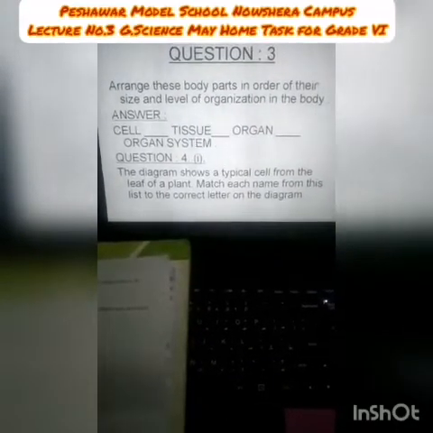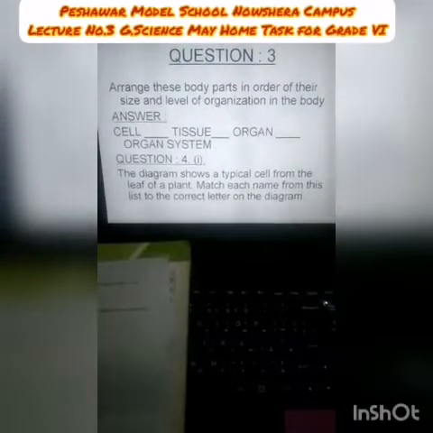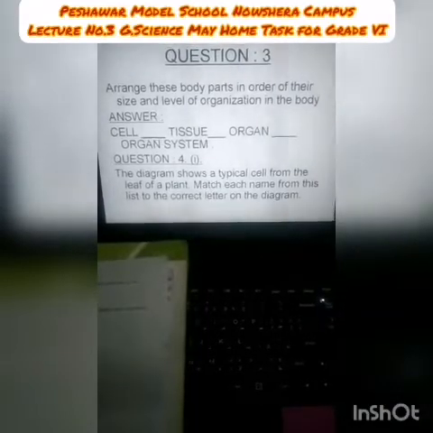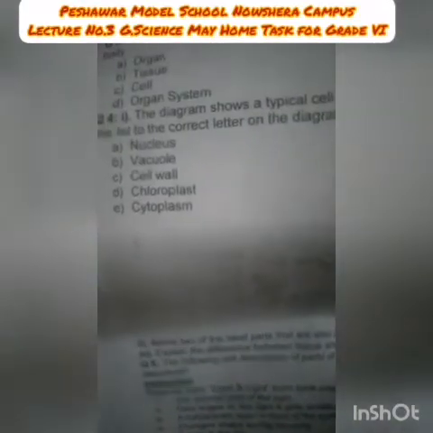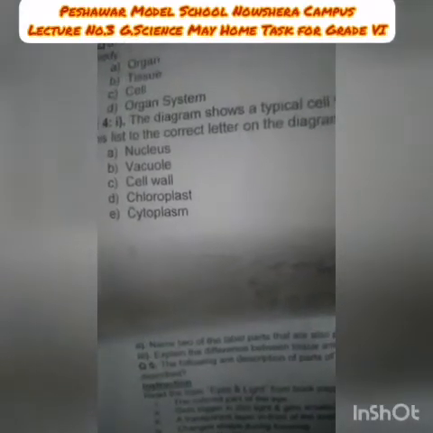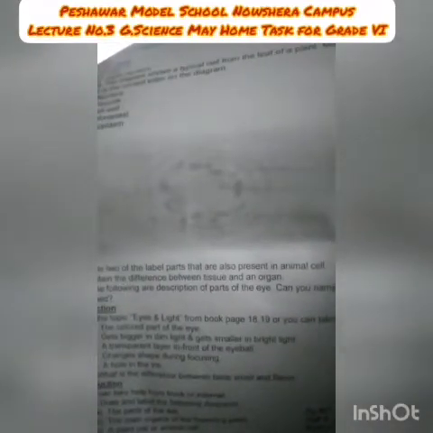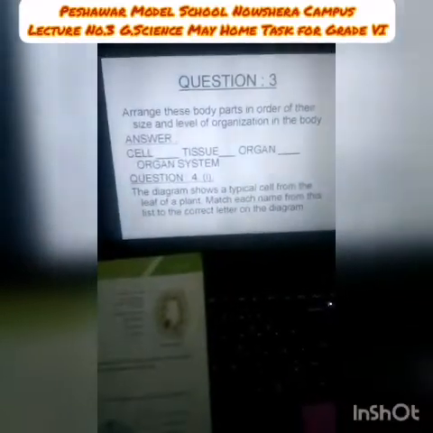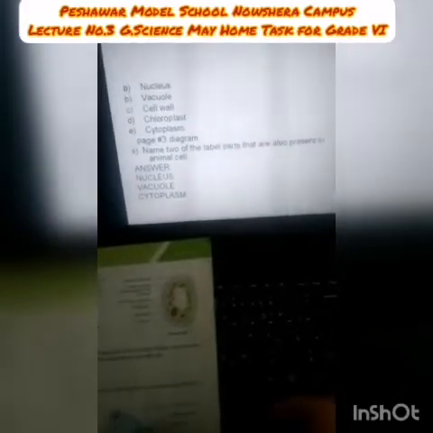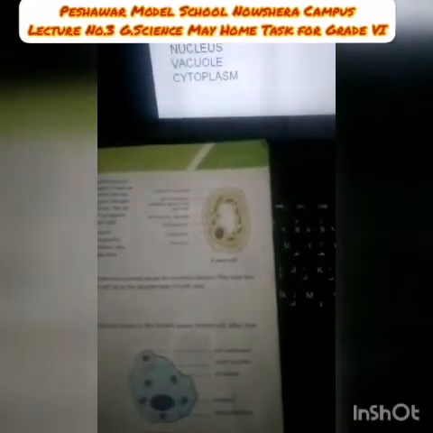The next question is question number 4. The diagram shows a typical cell from the leaf of a plant. Match each name from this list to the correct letter on the diagram. A diagram is given in your SVT with labels: nucleus, vacuole, cell wall, chloroplast and cytoplasm. Now you will label each part of the diagram. This diagram is on page 3. Take out your page 3.